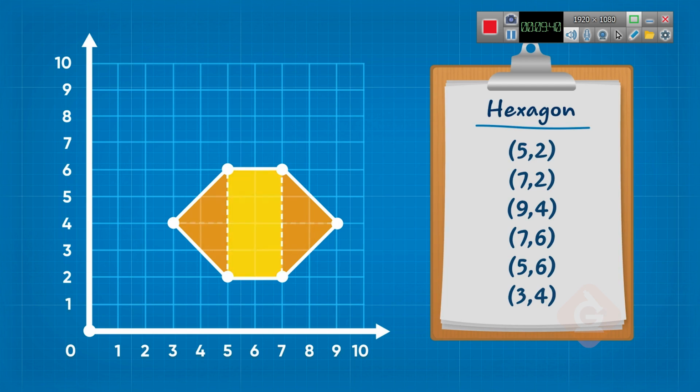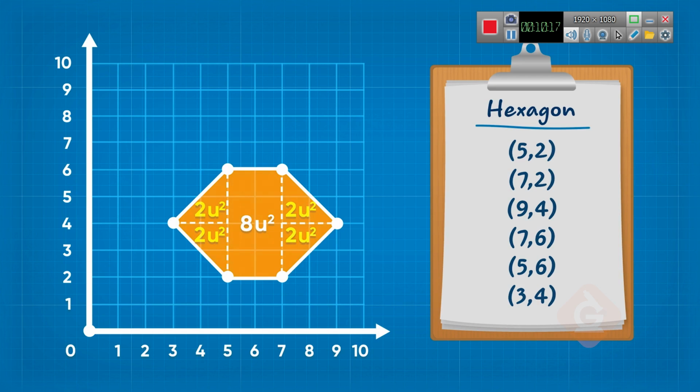The area of the rectangle is 4 times 2 equals 8 square units. This triangle has a base of 2 units and a height of 2 units. So we can find its area by multiplying 2 times 2, which is 4, and then half of that is 2. So its area is 2 square units. And look, this triangle has the same dimensions. And so does this one, and so does this one. So the total area for all 4 triangles is 2 plus 2 plus 2 plus 2 equals 8 square units.